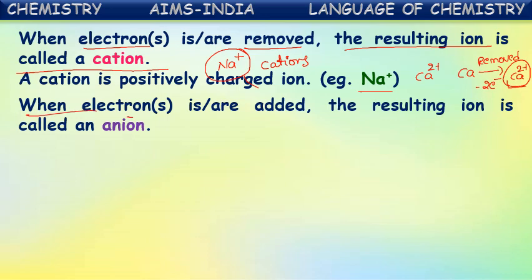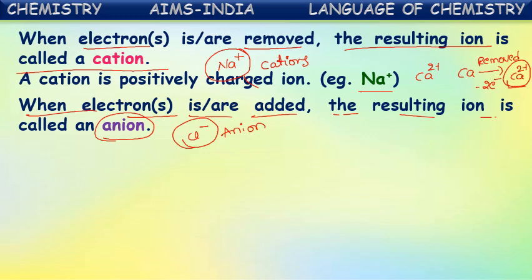Next, come to the anion. When electrons are added, the resulting ion is called an anion. When you add electrons to an atom, say chlorine, you have added one electron, then it gets a negative charge. Then this is called an anion, chloride ion. It is called an anion because it has a negative charge on it.